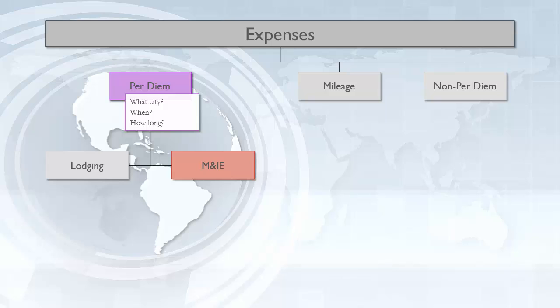For business trips longer than 12 hours in a day, the government allows for reimbursement of 75% of the total M&IE per diem for that day. For trips that are over 12 hours and go overnight, the government allows for reimbursement of 75% on the first and last days of the trip.